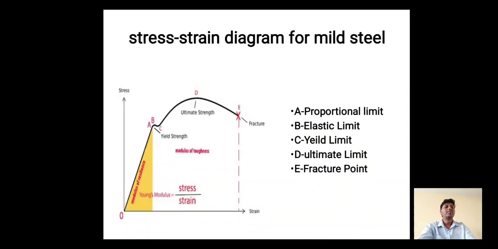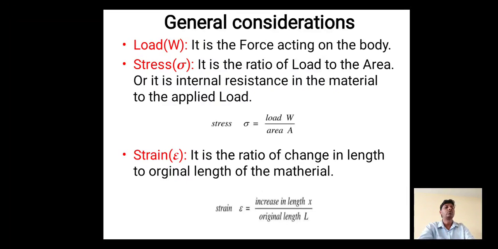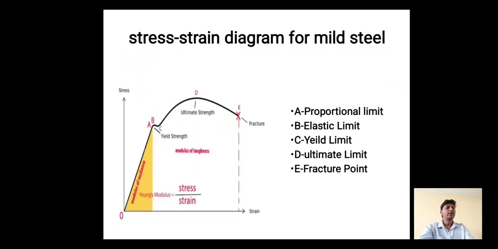Okay, next is point C. C point is the yield limit, or you can call it the plastic limit. After the elastic body, it will not regain its shape and size. If you apply more force than at B, it will enter into a plastic zone, where it will not regain its original shape. If you apply a load and leave it back, it will remain as it is. It will acquire a plastic zone. That point is called the yield point.